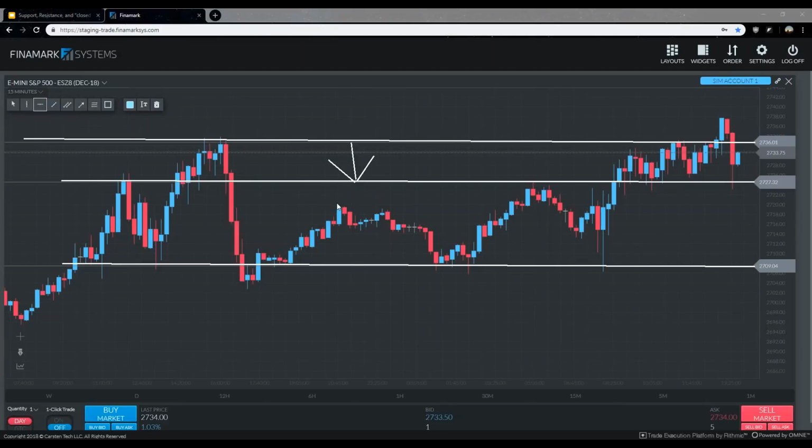Now, once again, everything I'm doing right now is being done on a 15-minute ES chart. So we're looking at short-term charts here. However, one of the beautiful things about understanding what I'm talking about is support and resistance can be used on any market, on any asset, in any time frame.